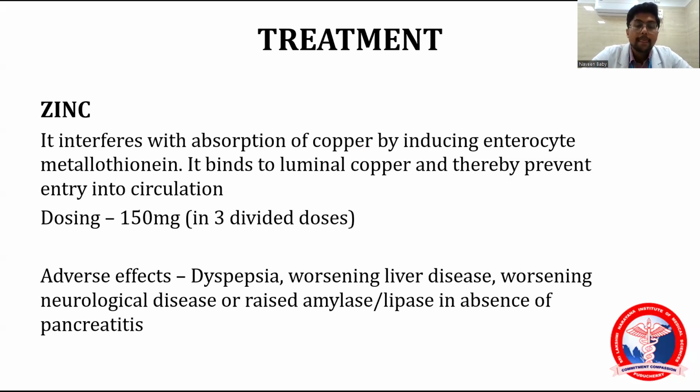Next, going into zinc. Zinc interferes with the absorption of copper from the gut. So it induces something known as the enterocyte metallothionein and keeps the copper bound in the enterocyte, and thereby it's not getting released into the circulation by the ATP7A. So it prevents the absorption of copper at the level of the gut. So that is how the zinc acts, and zinc is dosed at 150 milligrams in three divided doses.